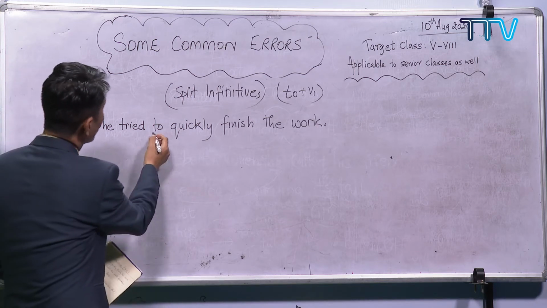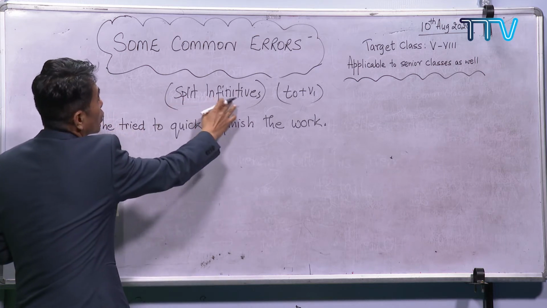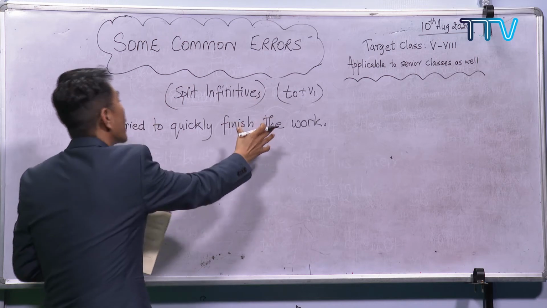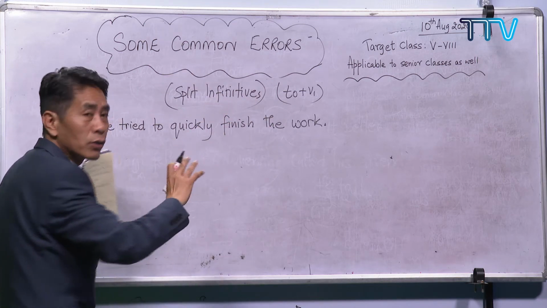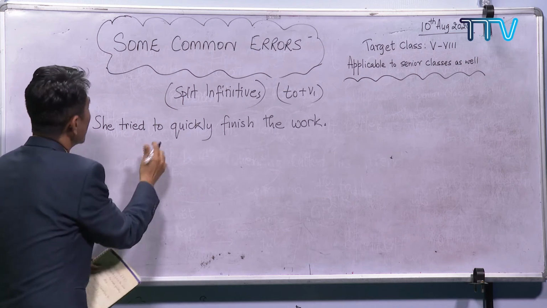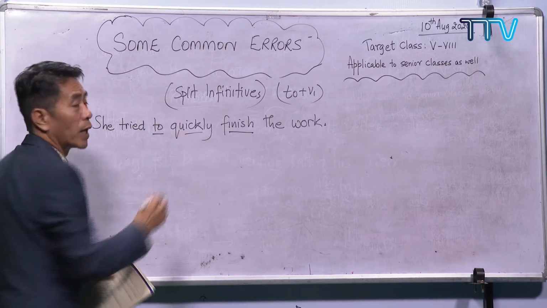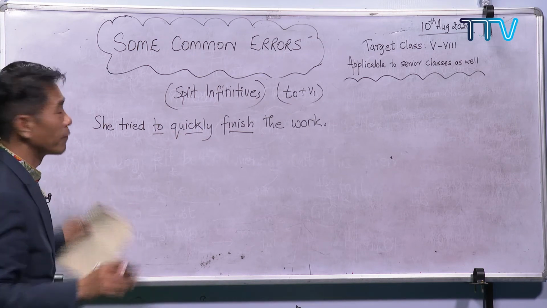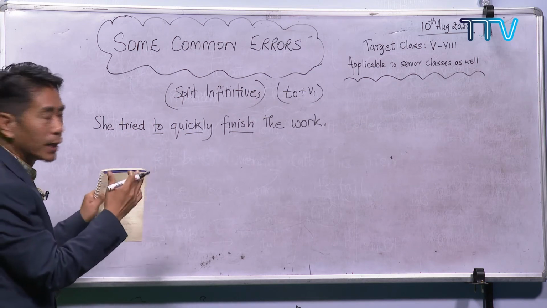Infinitive, we split this. Actually, we should not split the infinitive. We can either add a word before this or after this, but we should not split. Now, if you look at this, to is here and finish is there. So in between there is one adverb. So we are not supposed to split the infinitive. This infinitive should be intact together.